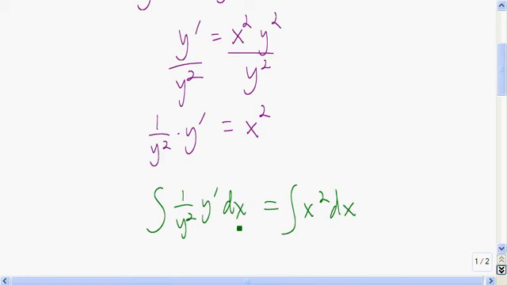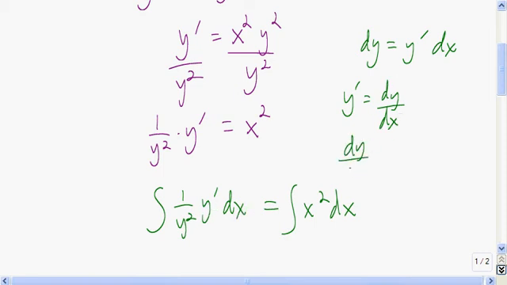Okay, so we should clean up this left-hand side here. By definition, y prime times dx is dy. Another way we could see why it makes sense is that y prime we can think of as dy dx. So a good way to remember it is we have y prime times dx, so it's dy dx times dx, and that's just dy.